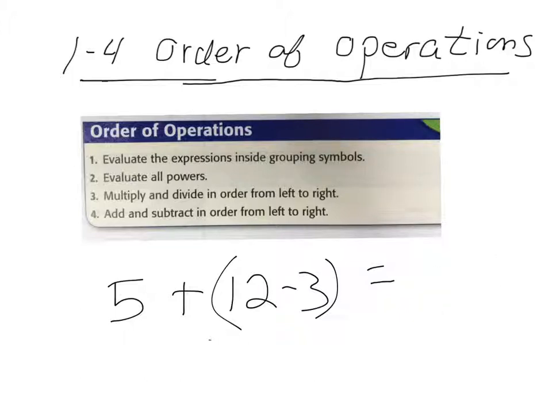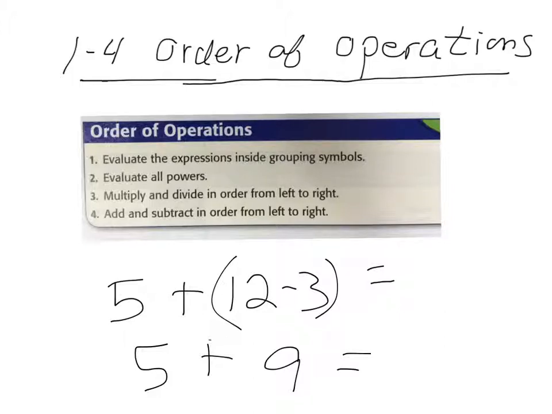So moving on, we have 5 plus 12 minus 3. These are inside the grouping symbols. Therefore, we need to do 12 minus 3 first. And 12 minus 3 is 9. Okay? We have 5 plus 9.